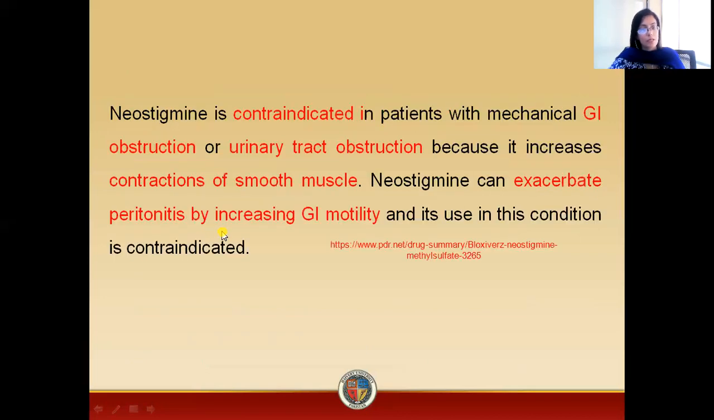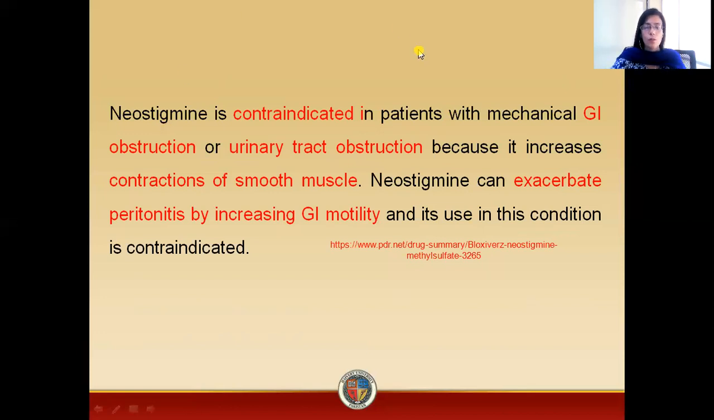Why is this contraindicated in these obstructions? Because we know that it increases the contraction of smooth muscles. So this drug has the ability to stimulate inflammation, that is peritonitis, by increasing the GI motility.